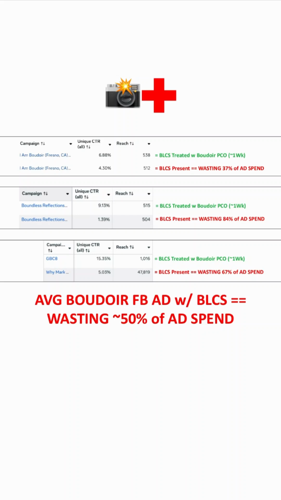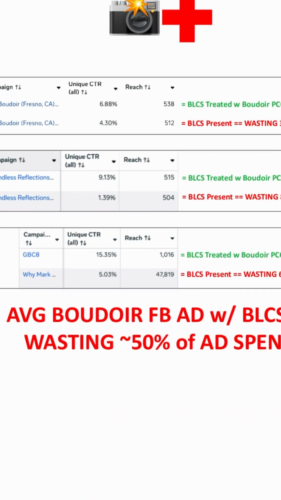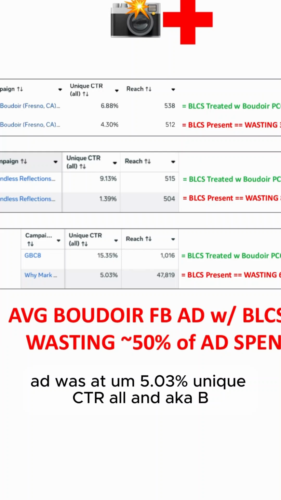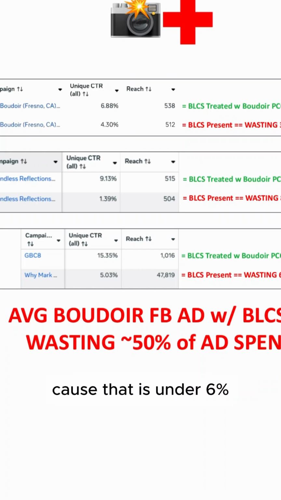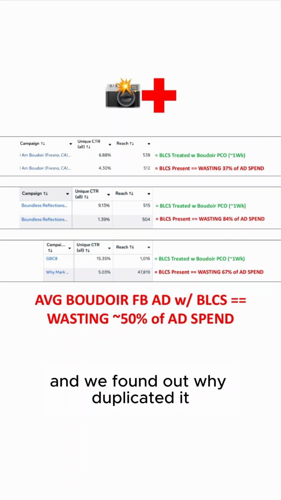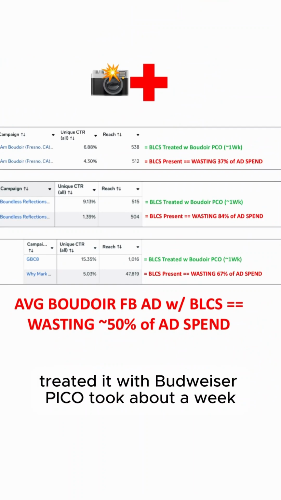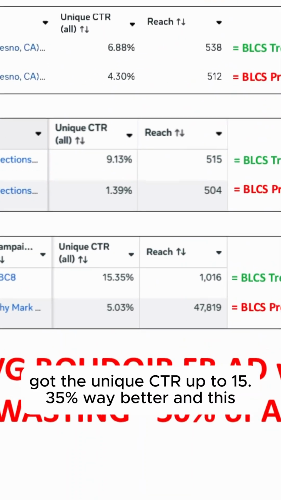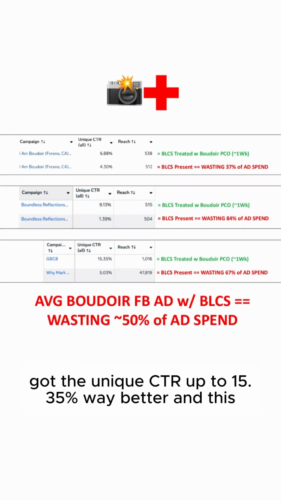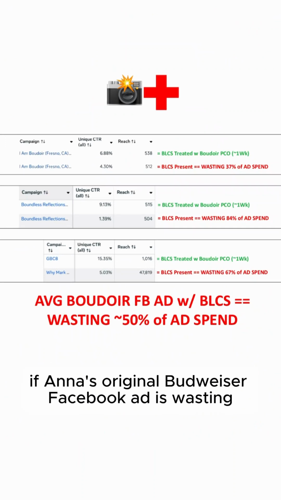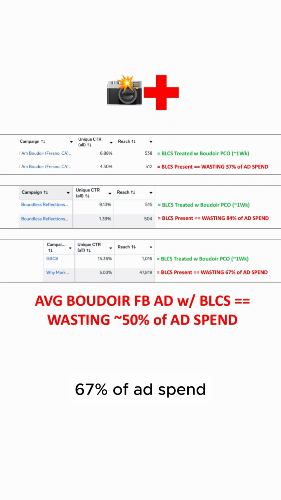Finally, I had a patient test his Boudoir Facebook ad and found out it was at 5.03% unique CTR, aka BLCS was present because that is under 6%. I duplicated it, treated it with Boudoir Pico, took about a week, and got the unique CTR up to 15.35%, way better. And this one's insanely good. So we found his original Boudoir Facebook ad was wasting 67% of ad spend.